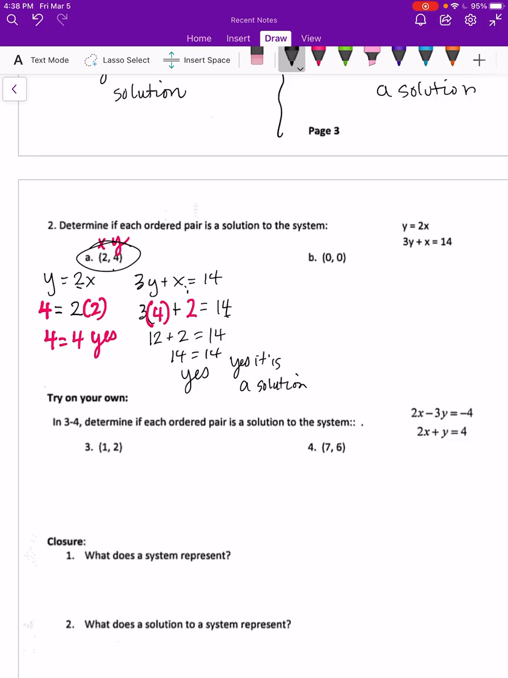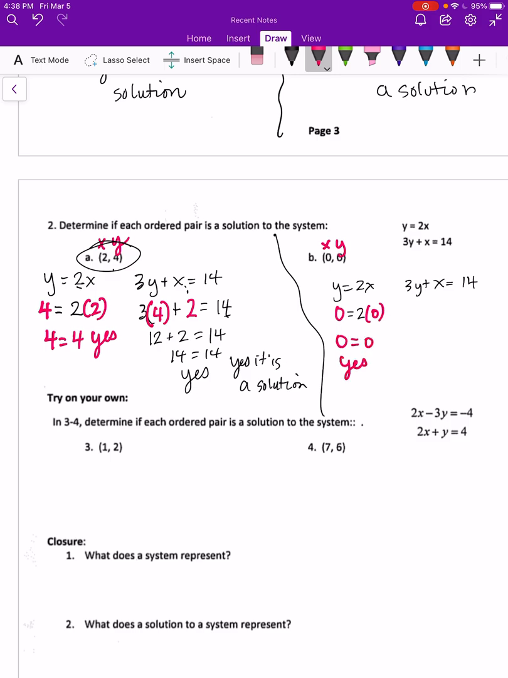Next, same thing. Let me put a line here so we know y equals 2x, and then 3y plus x equals 14. So now I'm going to test out 0, 0. That's an easy one to test. I like when we have that. So it's 0 equals 2 times 0. So 0 equals 0. So that's a yes.